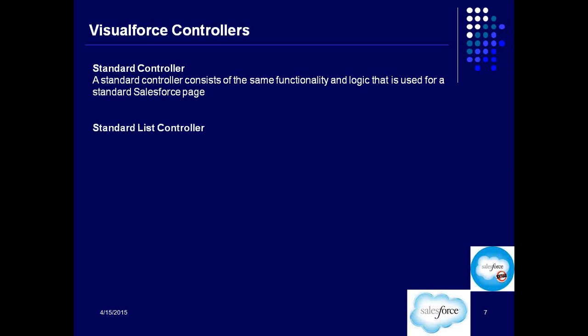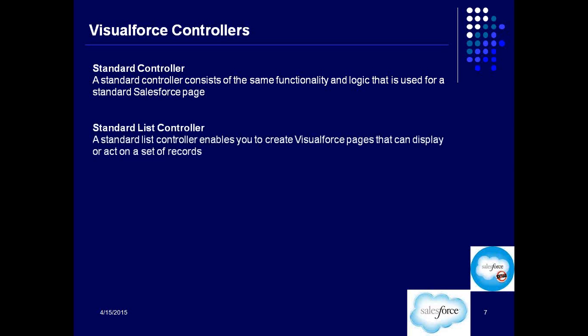Then there is the standard list controller. A standard list controller enables you to create Visualforce pages that can display or act on a set of records. A standard controller can deal with one record at a time. The standard list controller, as the name suggests, can deal with multiple records at the same time, so it can create a page which displays multiple records. But functionality-wise it is the same standard functionality, so you are again restricted. You cannot put in your own logic. It is easy to use, but with limited options and functionalities. So that's it.